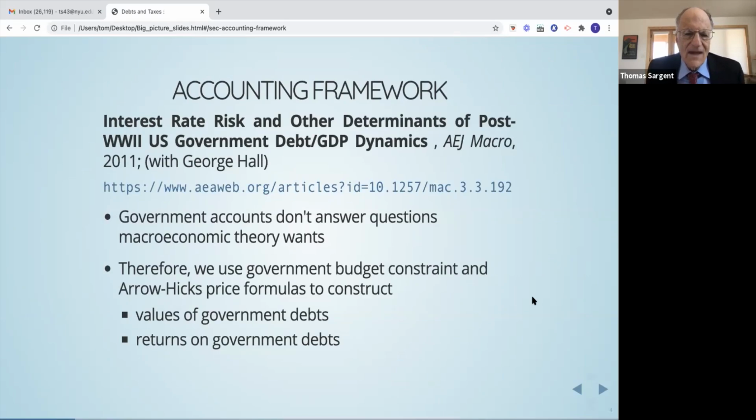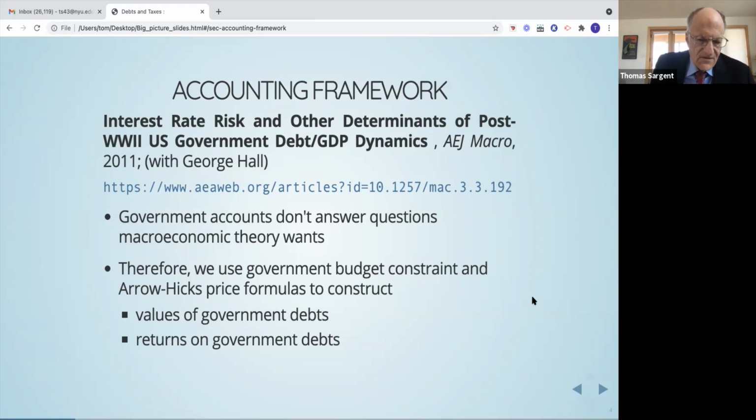Okay, so the next thing is we have an accounting framework. And we have our own accounting framework. Because, why? Because the US government has had an accounting framework. It's actually set up by Alexander Hamilton in 1790. Turns out the government accounts, in particular the government accounts that report interest payments on the US government debt and report government federal debt, those accounts don't line up with macroeconomic theory or monetary theory. They don't answer the questions that macroeconomic theory wants. Maybe it's an interesting question to ask, what, if any, questions do those accounts answer? But that's another story.